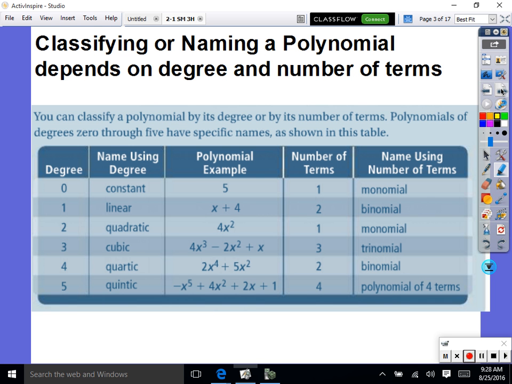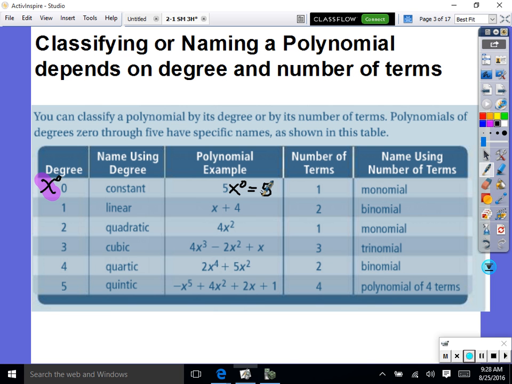So this chart's already on your worksheet for you, if you'll notice. And this is how we'll name a polynomial. When I say classify the polynomial, it just means name it. Okay, so if we have degree 0, such as x to the 0 power, that would create a constant, right? 5x to the 0, isn't that just 5? So the first name is from degree, like I said, so that would be a constant.